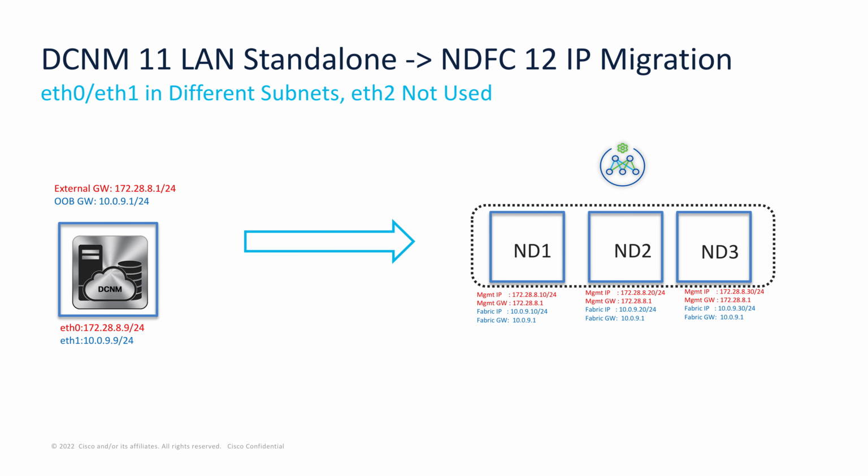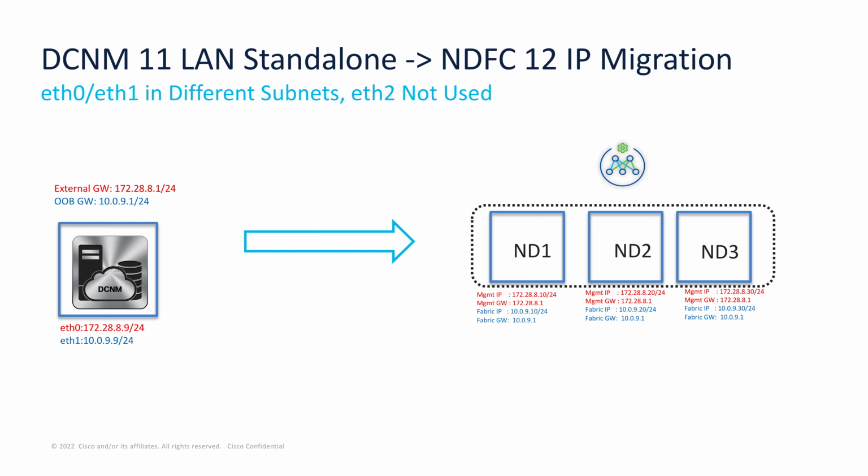Now here we have a standalone DCNM node, and consider an example where we have your ETH0 and ETH1 in DCNM in different subnets and ETH2 is not used at all. The way to migrate it would be to create a cluster of ND nodes. It can vary, it can be a cluster of 3 nodes or 5 nodes depending on the virtual or physical form factor as well as the scale in your lab. So this is depicted only as an example.